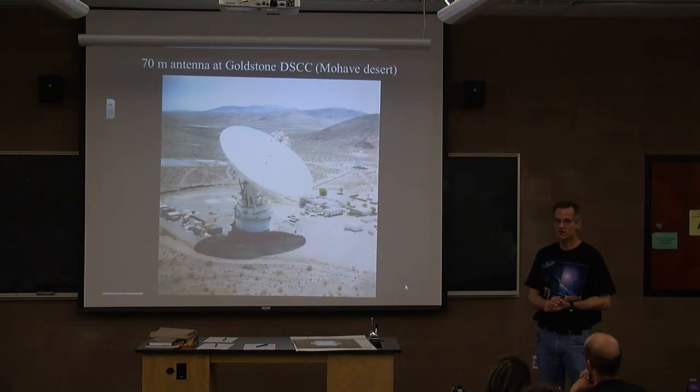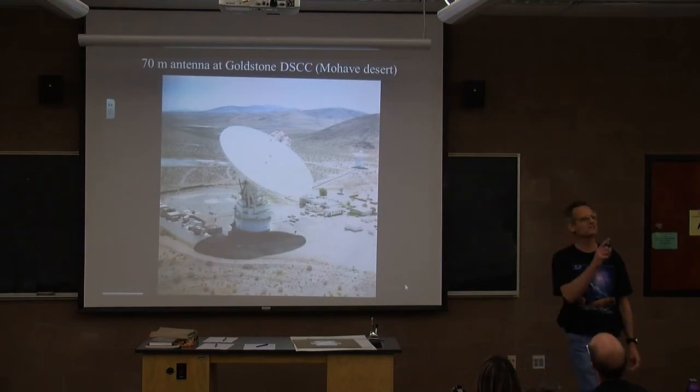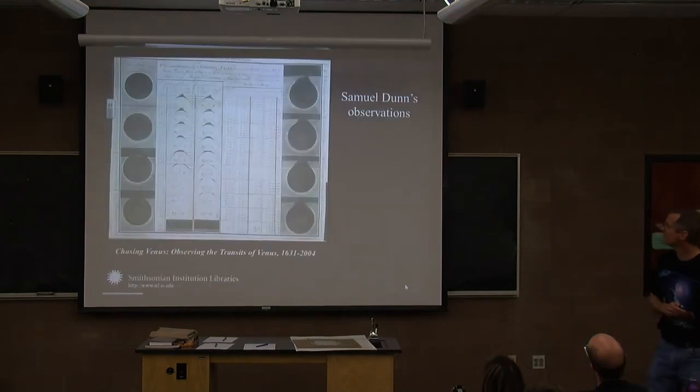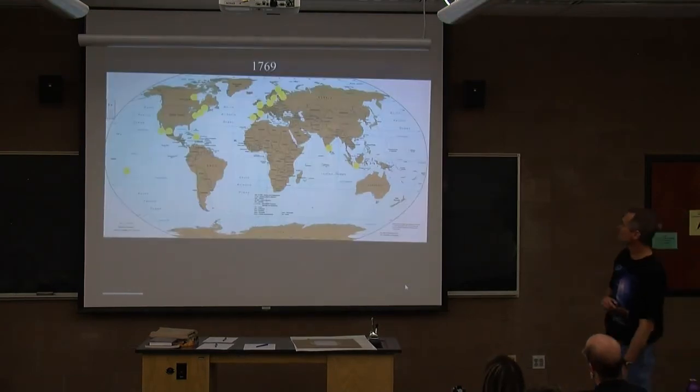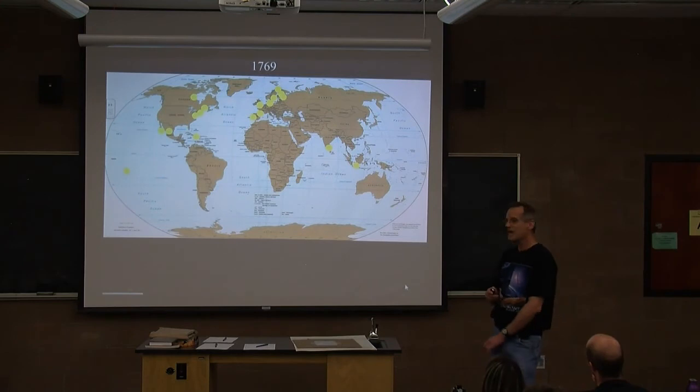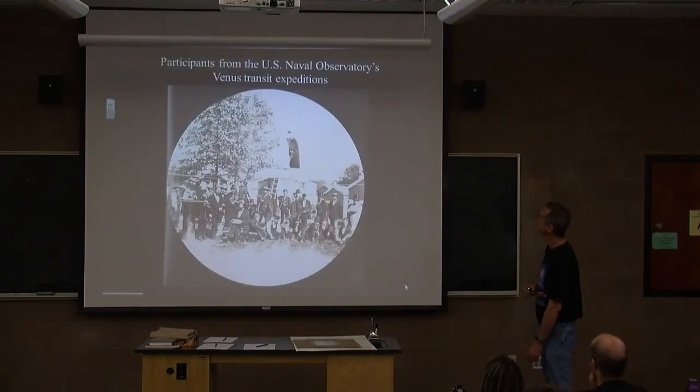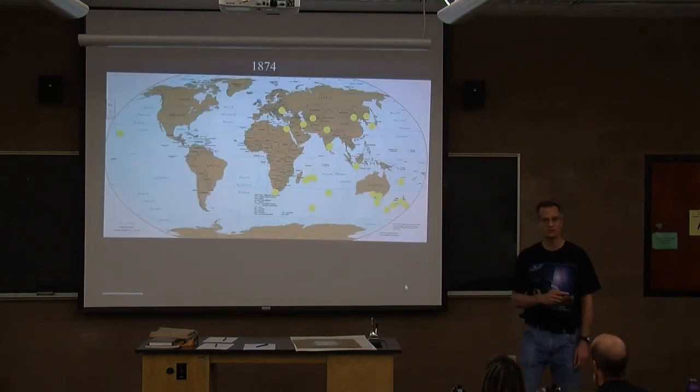Now there are some questions you ought to be asking at this point. It's really strange that there were transits in 1631 and 1639. There were transits in, what was it, 1761 and 1769. There we go. And then there were two in the 1800s, 1874 and 1882.